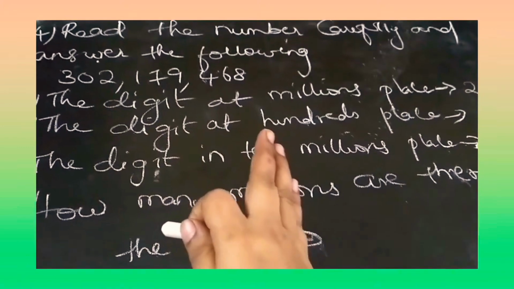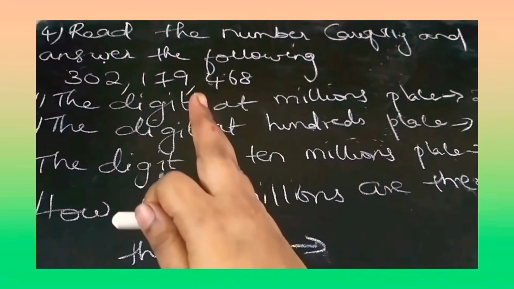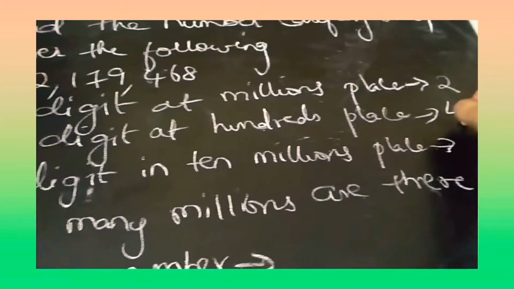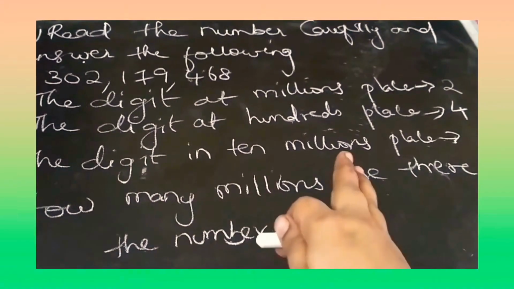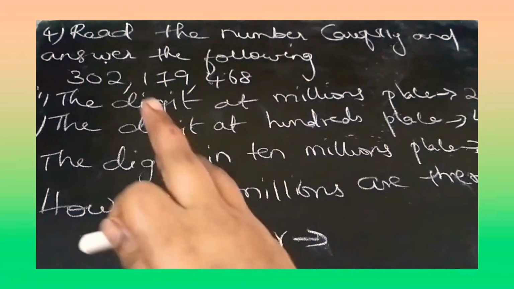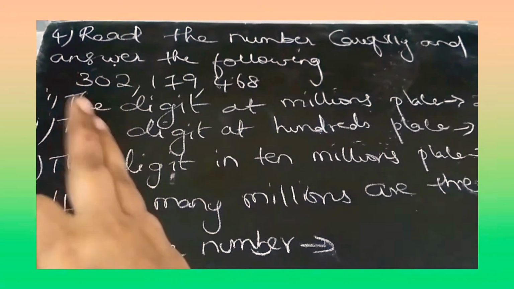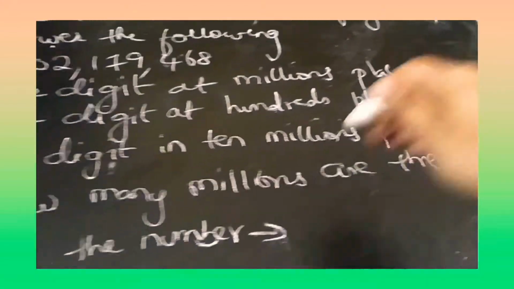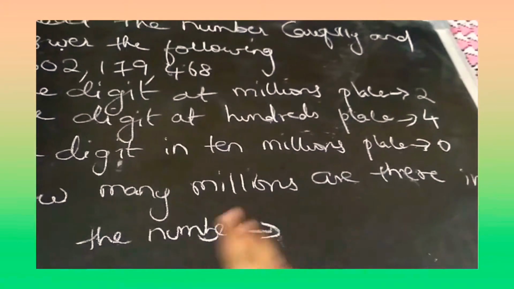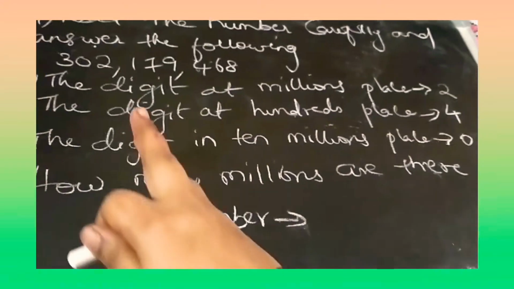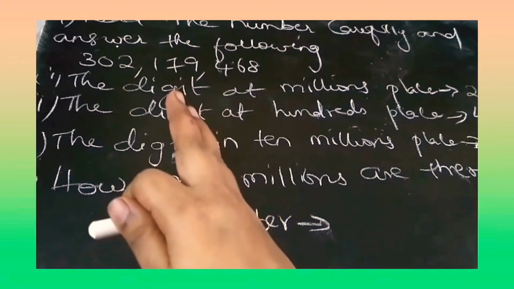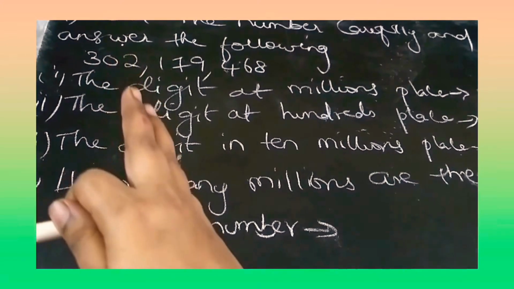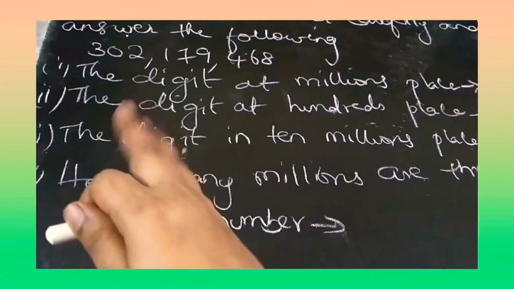Okay, 100 place, what is there? Ones, tens, 100. And in the hundreds place, what is there here? 4 is there. Okay, so the digit in 10 million place, ones, tens, 100, 1,000, 10,000, 100,000, million, 10 million, 0 is there. Okay, 0 is there in 10 million place. Okay, now how many millions are there in the number? Ones, tens, 100, 1,000, 10,000, 100,000, million, 10 million, 100 million is there. 302. Okay, 302 million is there.